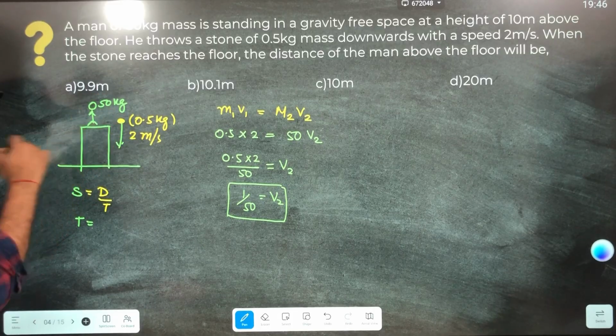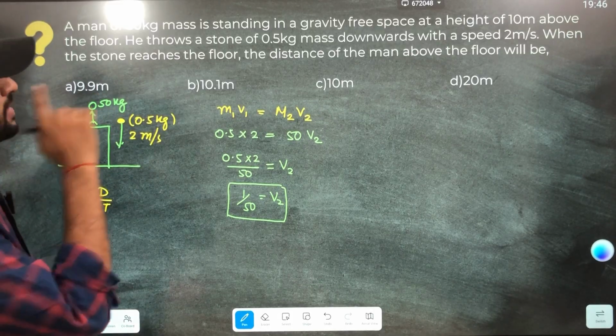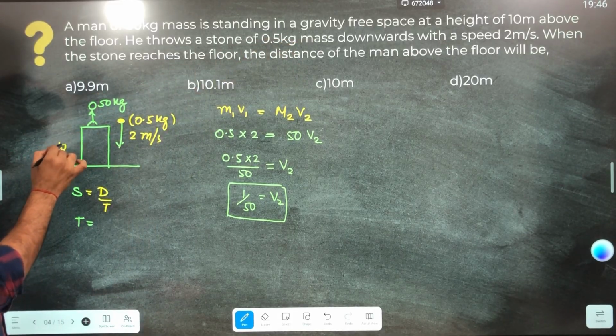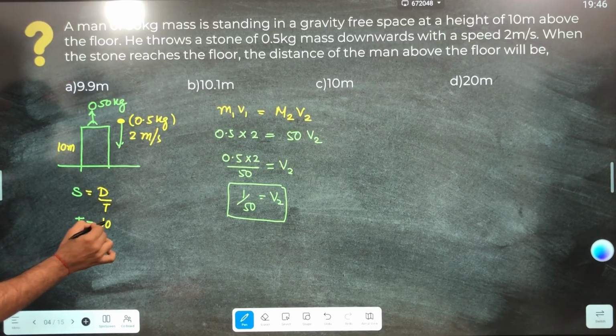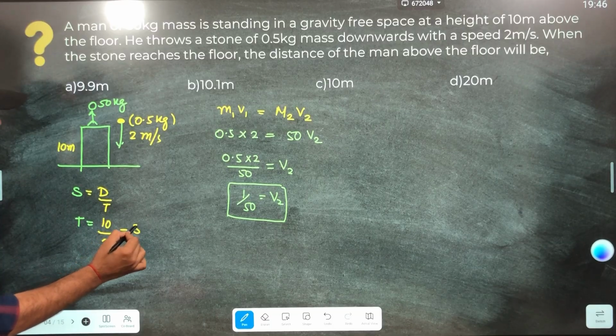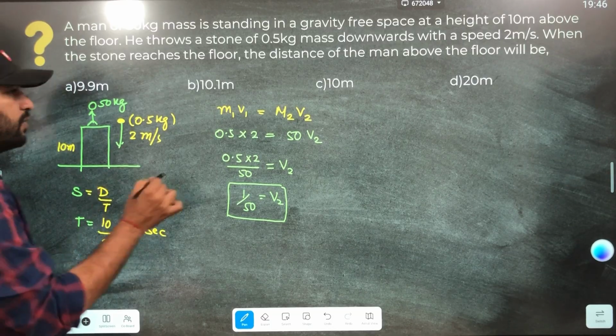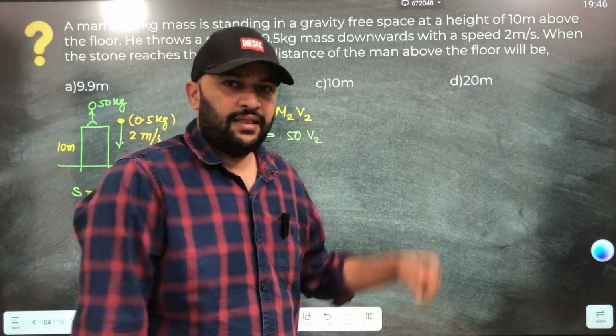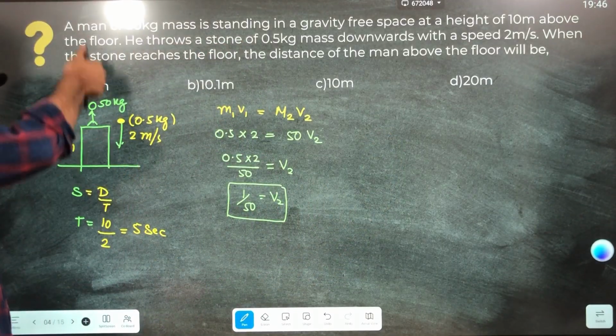How much is the distance? So distance is given, 10 meter. As per the problem, it is 10 meter, right? And how much is the speed of the stone? So speed of the stone is 2. So time taken by the stone to reach the ground or the floor is 5 seconds. In that 5 seconds, how much will the person go up?